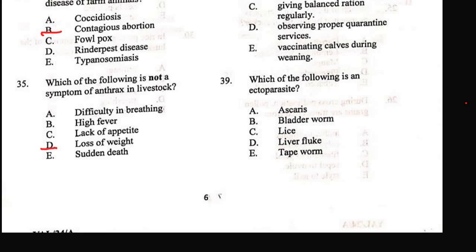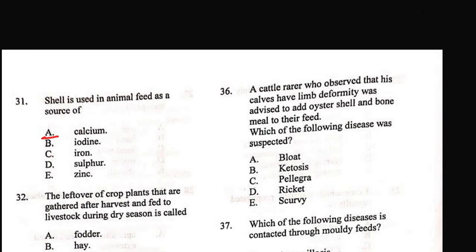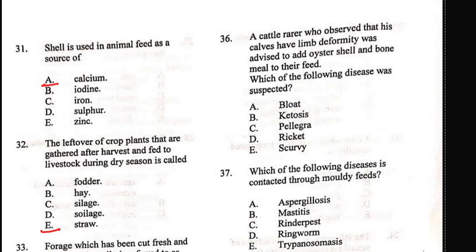Okay, let's scroll up to question 36. A cattle rearer who observed that his calves have limb deformity was advised to add oyster shell and bone meal to their feed. Which of the following diseases was suspected? A, bloat, B, ketosis, C, pellagra, D, rickets, E, scurvy. For question 36, the right answer is rickets. So those are signs of rickets.